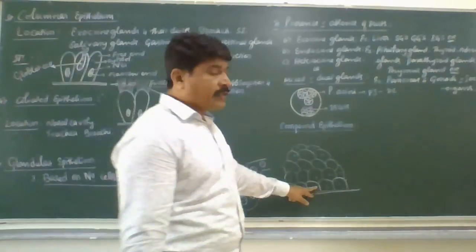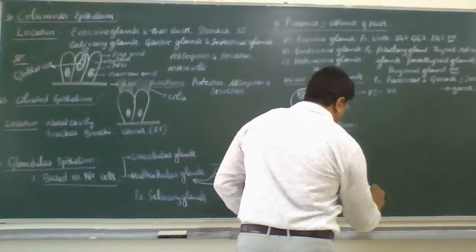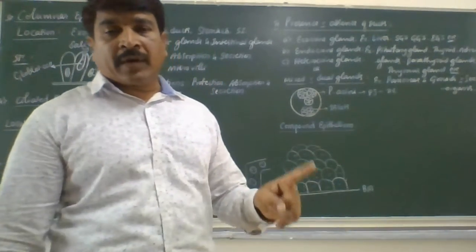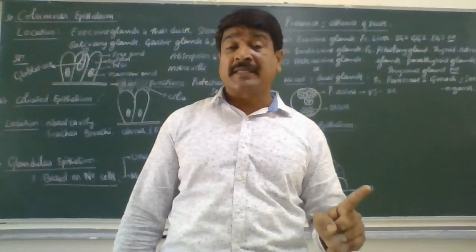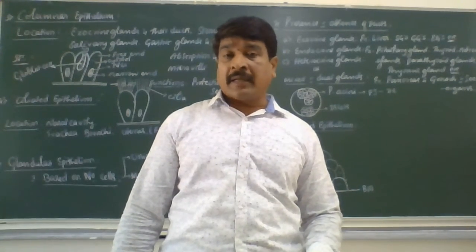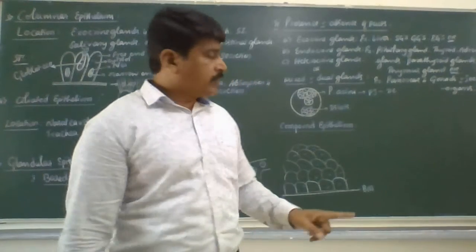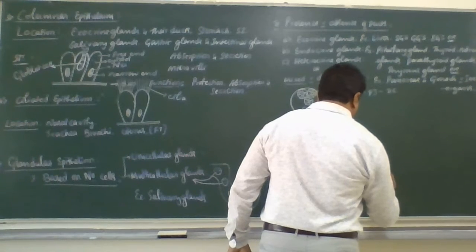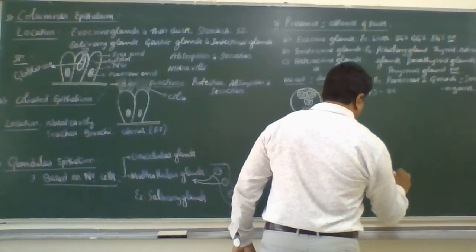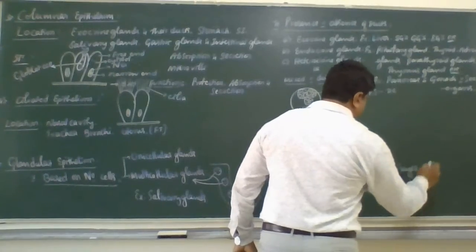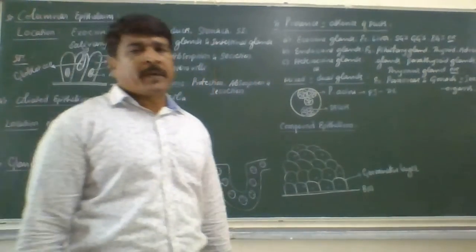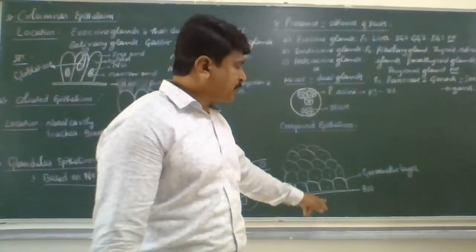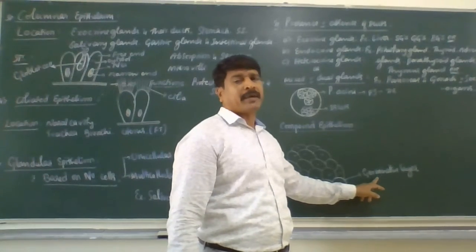Another point: only the lowermost cells rest on the basement membrane. You remember this. Only the lowermost layer of the cells rests on the basement membrane. Clear? One more point: this layer of cells is also called the germinative layer, because in this layer the cells undergo repeated mitotic division and produce new daughter cells. Clear? That is why the lowermost cells are also called the germinative layer.